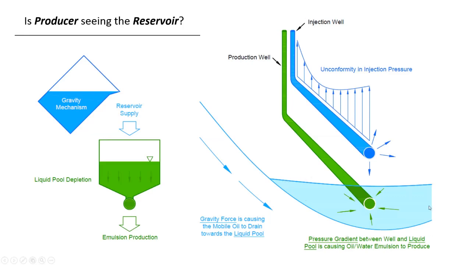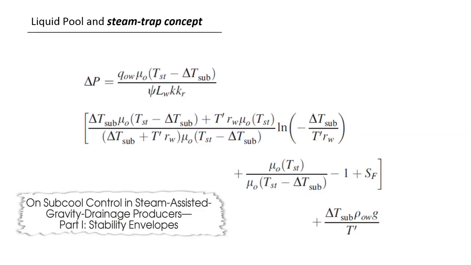The liquid sump happens here, and the producer only sees the liquid sump. The producer doesn't see what happens beyond here or inside the reservoir. The producer mainly sees the liquid pool, and he has to interact with the liquid pool. This environment is dominated by pressure derivative mechanism. We have gravity drainage here, but it's very tiny compared to the pressure.